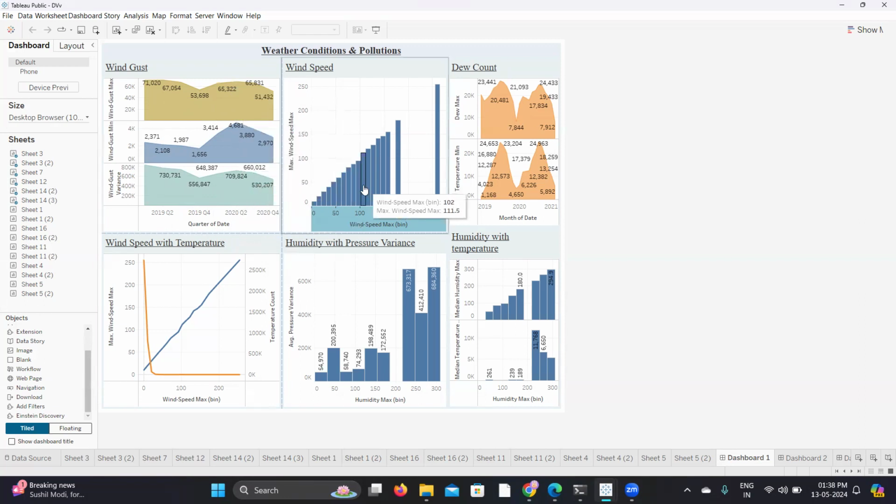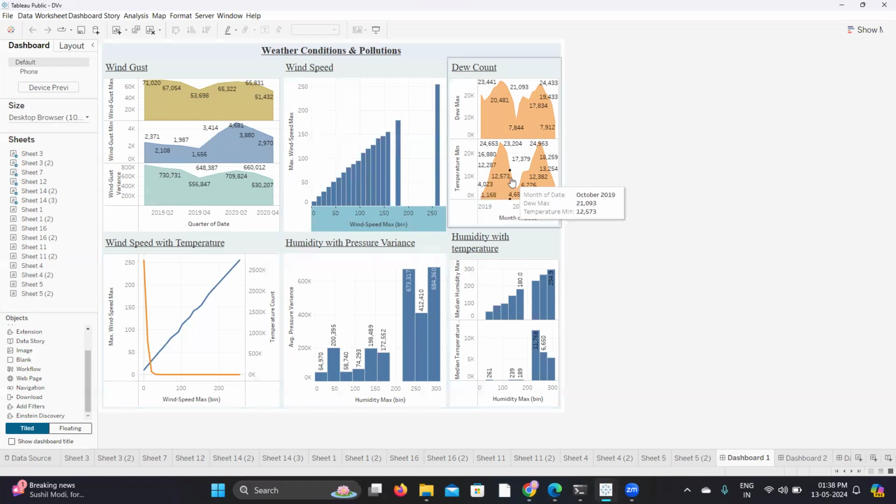So next we have wind speed. This histogram displays the distribution of maximum wind speeds observed, categorized into bins. The x-axis categorizes the wind speed into bins, and the y-axis represents the frequency of observations falling into each bin. So this graph helps in understanding the most common wind speeds, which is crucial for assessing the potential for wind to disperse or accumulate pollutants in an area.